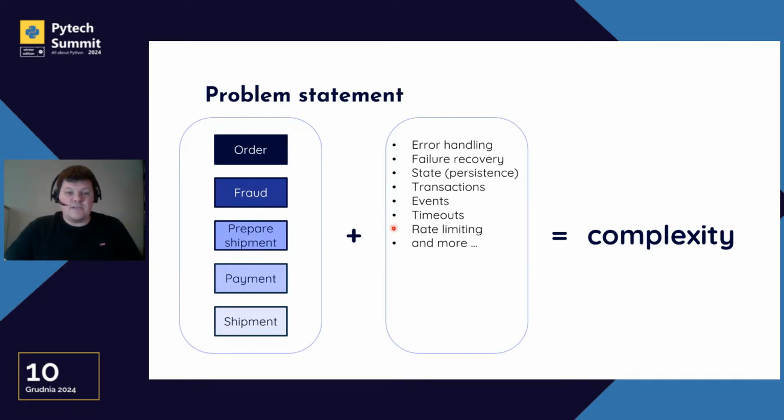Also, we need to deal with rate limiting. It means some functions of our code maybe can be executed only once. For example, payment. We don't want to have duplicates and charge our client two times. That's why we need to deal with rate limiting. And just a few examples from the real world. Imagine we have an API, however this API is unavailable, like a third-party API such as Stripe, for example.